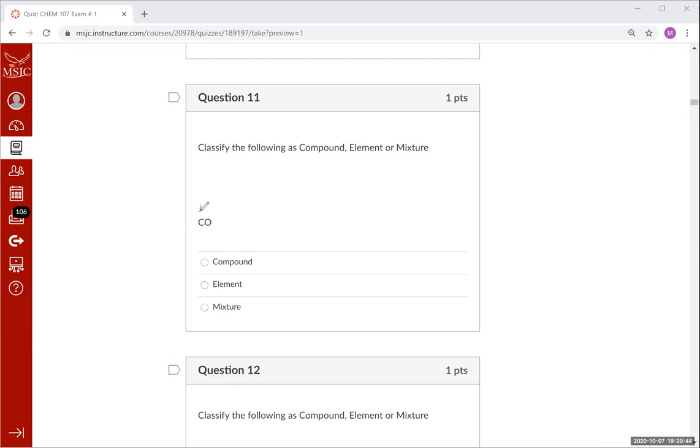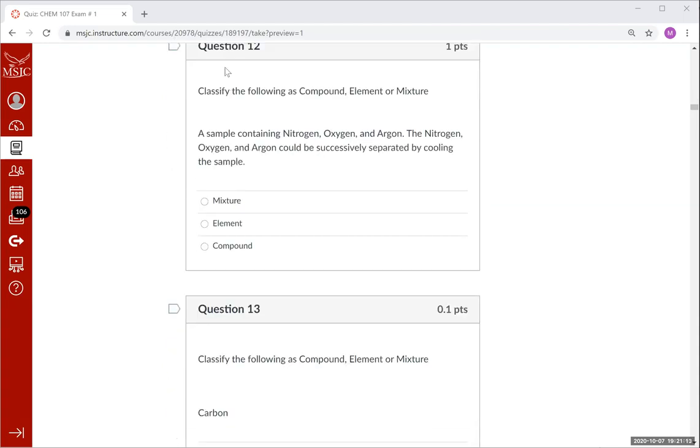I see two element symbols, 1 and 2. So then, if we have two unique element symbols, what would we call this? Compound. Yep, exactly right. So this would be a compound. We have two or more atoms of different elements chemically bonded together. Okay, let's look at this next example. So this one, we have a sample containing nitrogen, oxygen, and argon. And these components can be successively separated by cooling the sample.